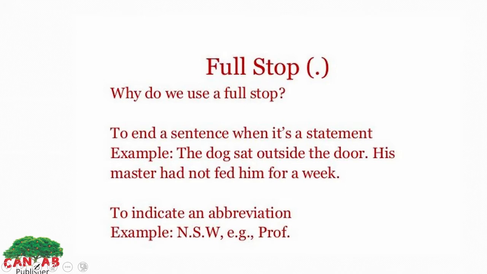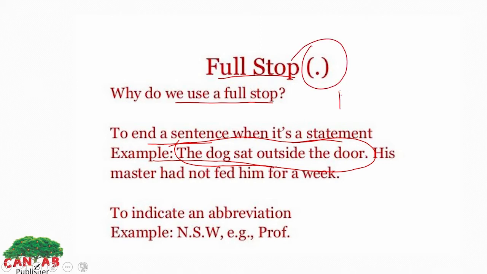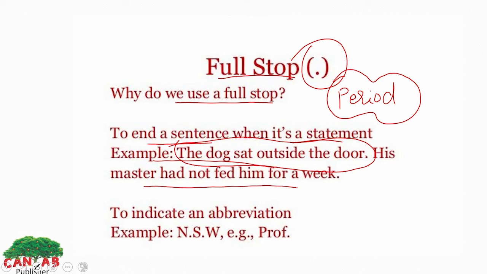Now let's discuss the use of full stop. Why do we use a full stop? To end a sentence when it's a statement. For example, the dog sat outside the door. The statement of the sentence is done here. That's why we put a full stop here. We also call it a period. His master had not fed him for a week. Another statement is done here.